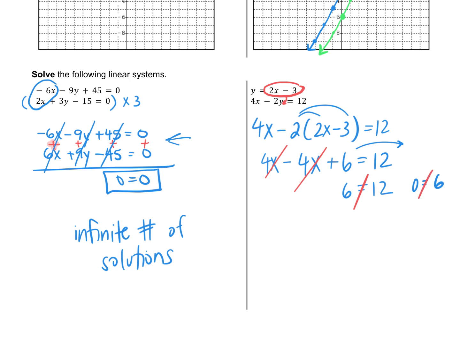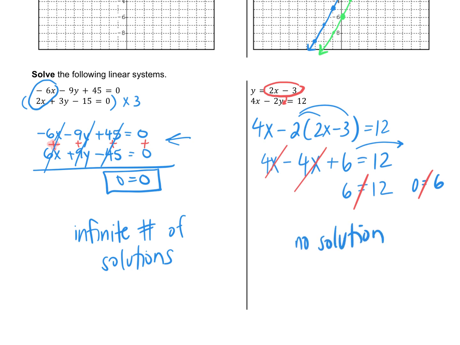And when we have this false statement, unlike the previous scenario, it means we have 0 solutions. There's no solution here because the x's canceled out. There's nothing for me to solve for. And then the fact that the statement is false, it means no solution.